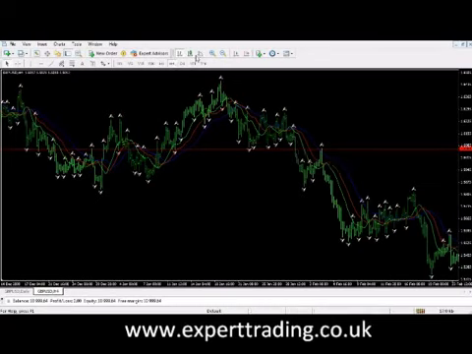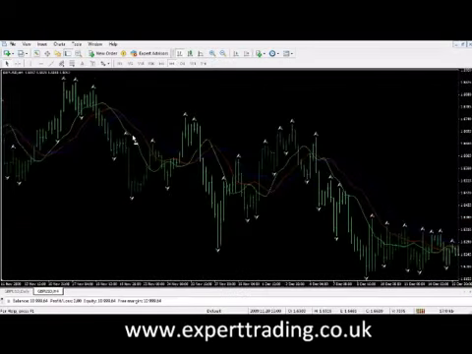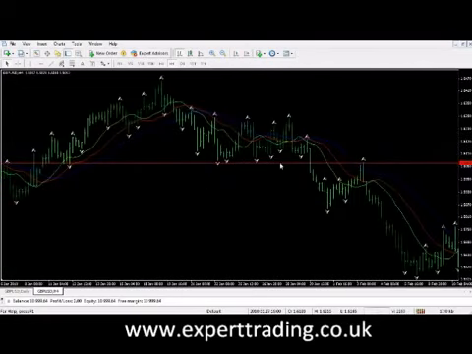Let's zoom in here and go down to where the fractal is. Here it is. So we want to wait for it to close below. So it has closed below.